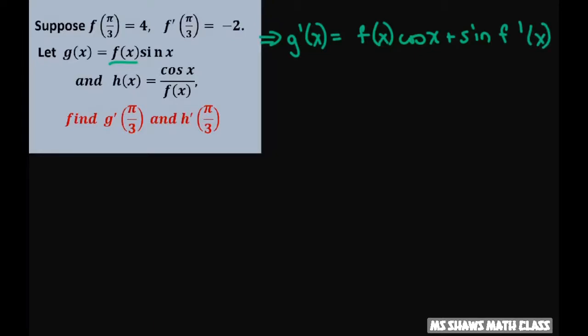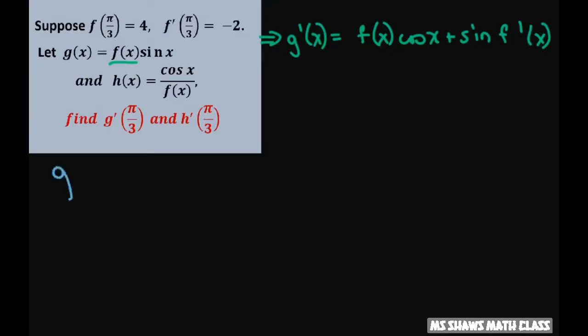So for the first one, we're going to take the g prime of x. And this one's with the product rule. So what you do is you write down the first function times the derivative of the second function. Then you write down the second function times the derivative of the first one. And that's just going to be f prime of x. All right. Once you do that, you can fill everything in.